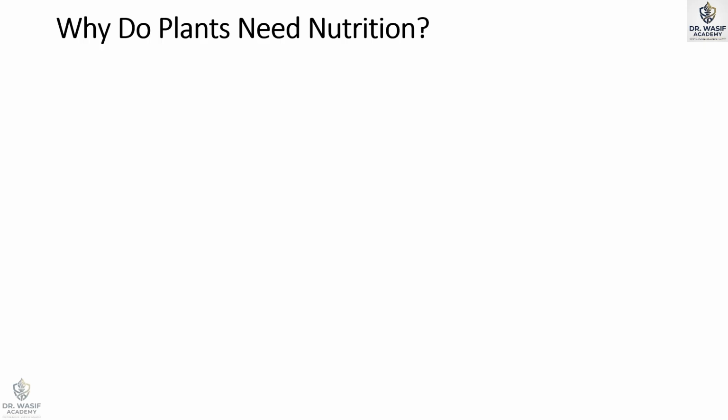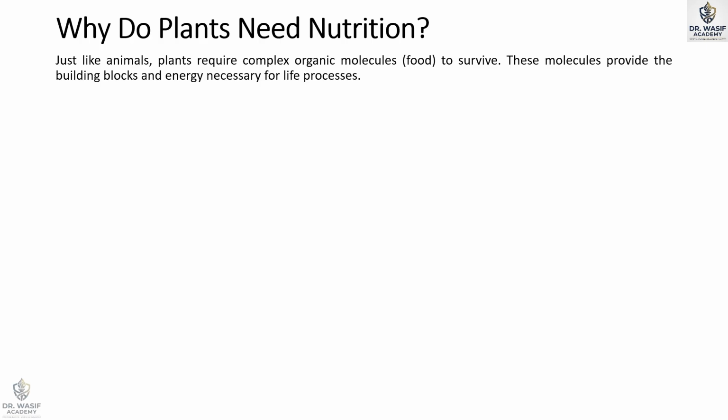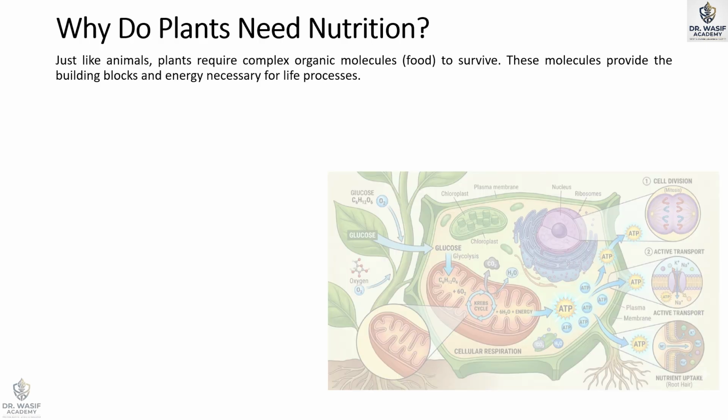Now you might think of food as something only animals need to eat. But just like us, plants require complex organic molecules to survive. Think of these molecules as both the building blocks for their bodies and the fuel for their energy. There are three main reasons why plant nutrition is so important.